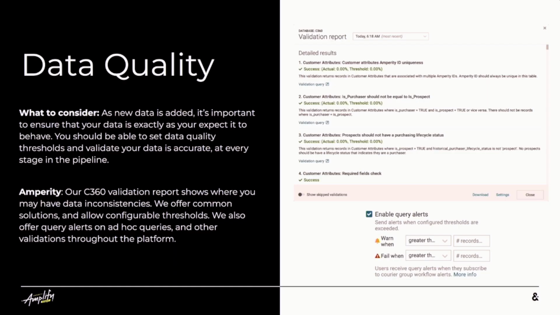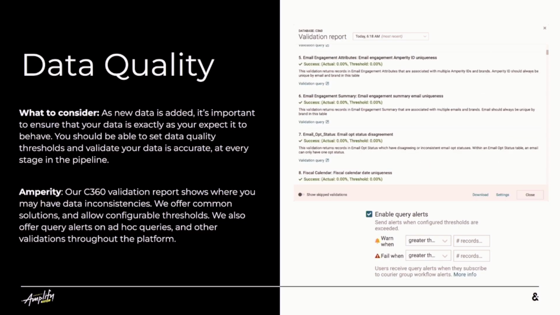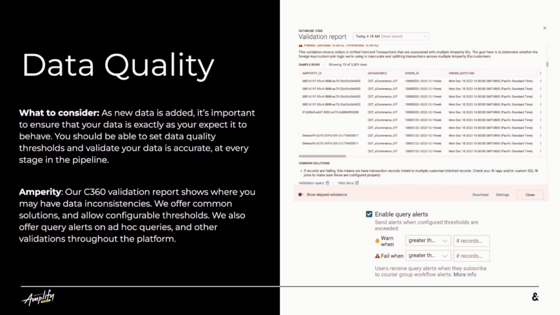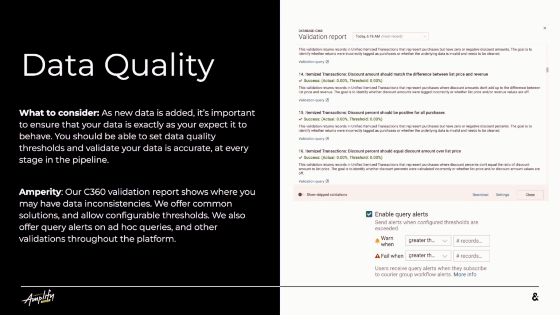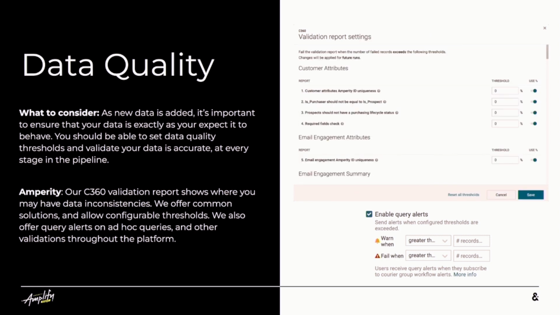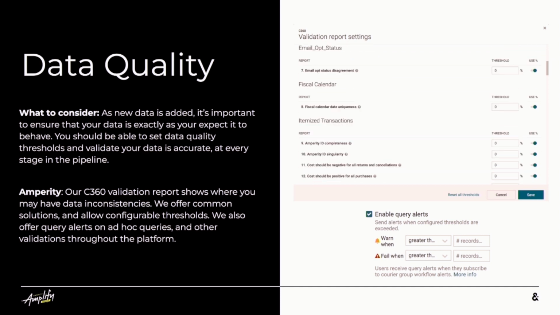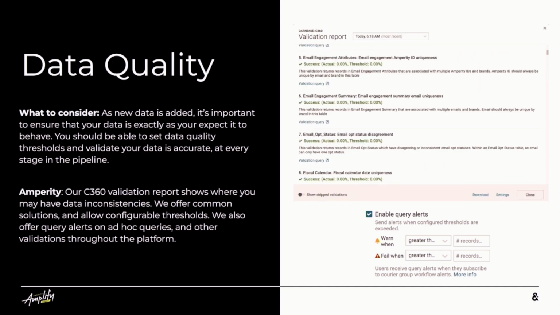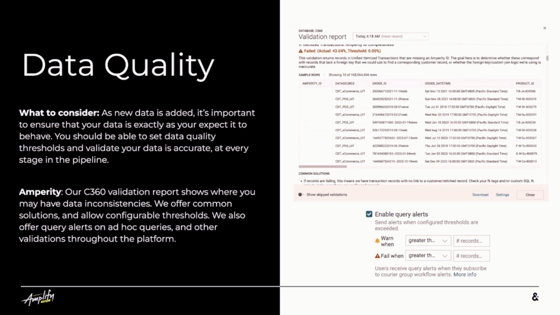Next, I wanted to talk through data quality. This is really, really important. This is all about making sure that at every stage of that cycle that we talked about, that data is exactly what you expect it to be. As new data is added, you can set thresholds and make sure your data is accurate, again, at any stage.